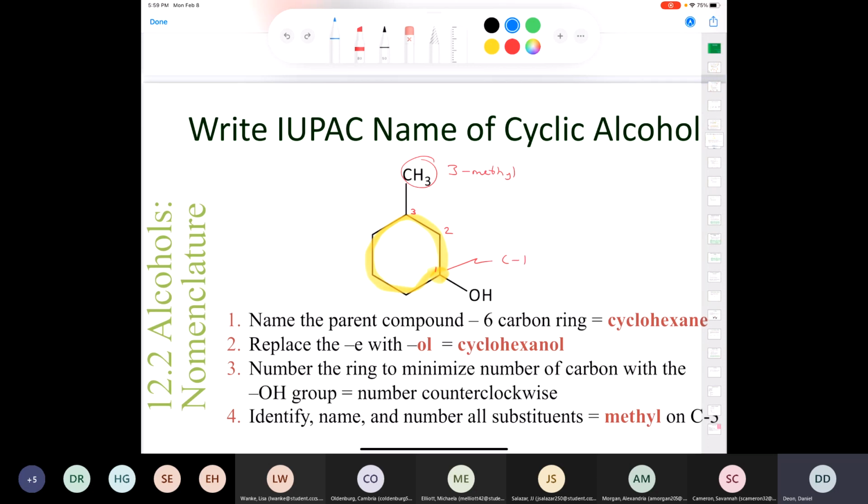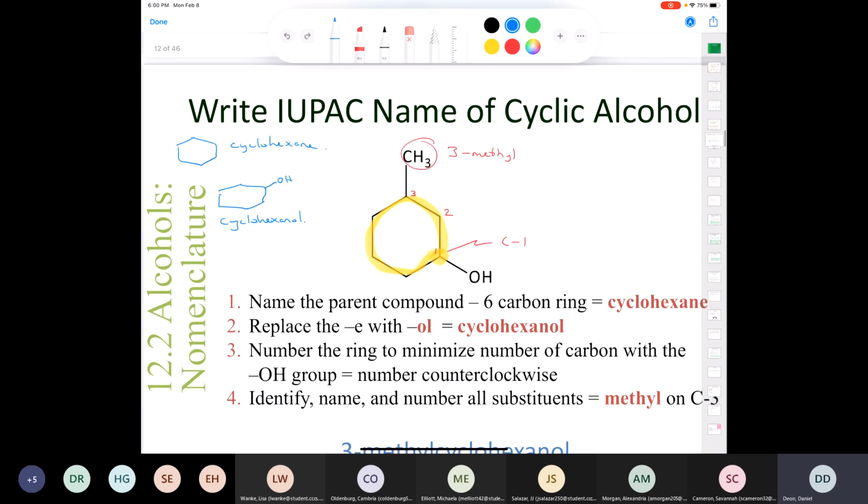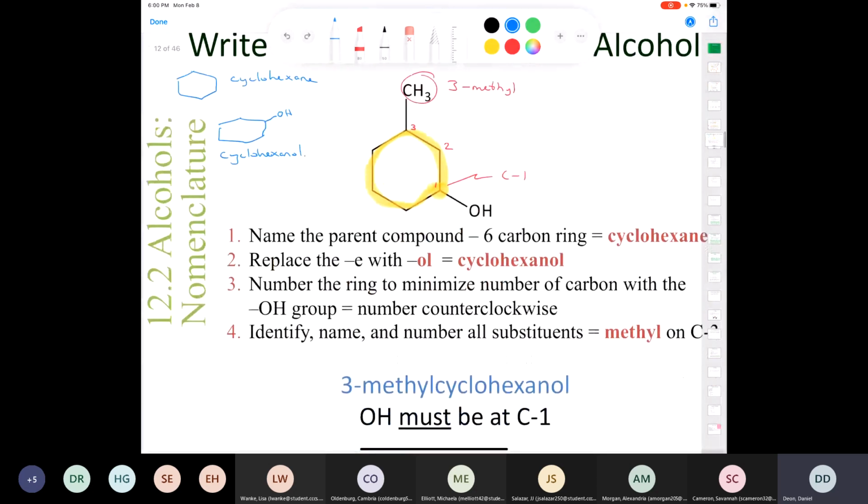If we have 6 carbons in a ring, this is called cyclohexane. So if I put a hydroxyl on one of those, that becomes cyclohexanol. So that means that this molecule is a cyclohexanol. I have a 3-methyl on it. It becomes 3-methyl cyclohexanol. So here's my name, 3-methyl cyclohexanol.